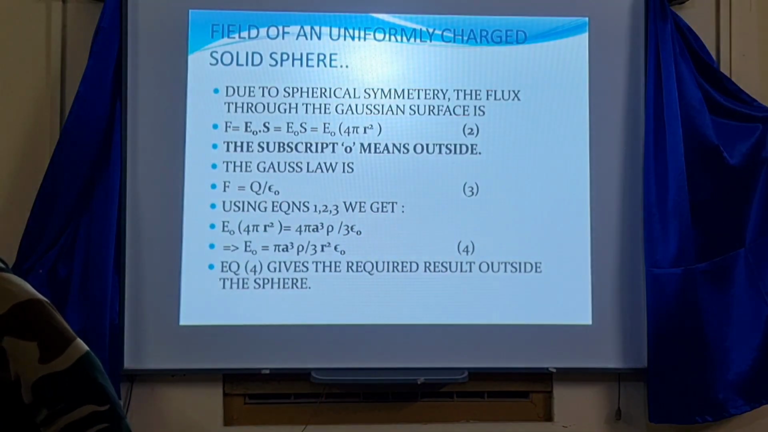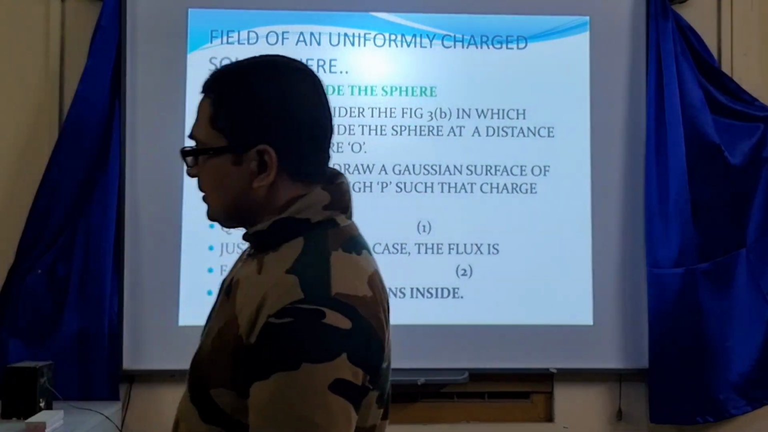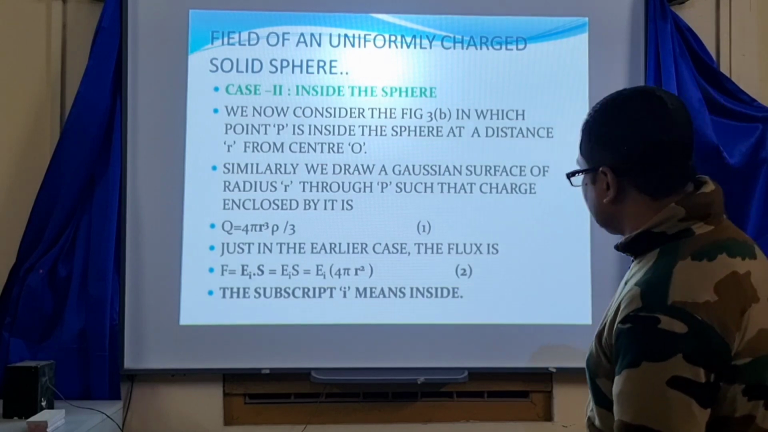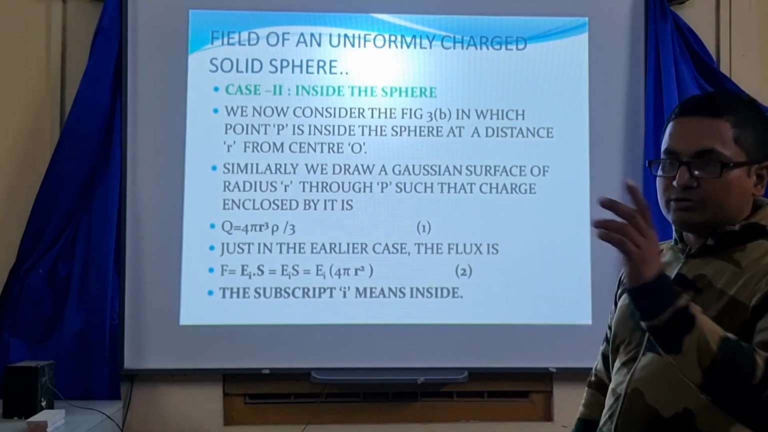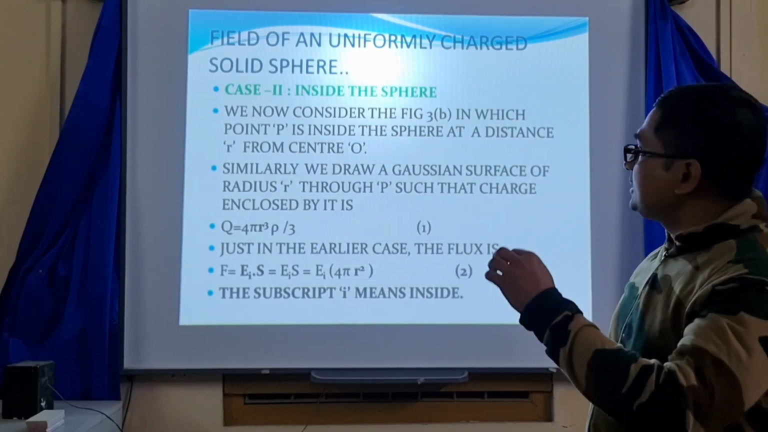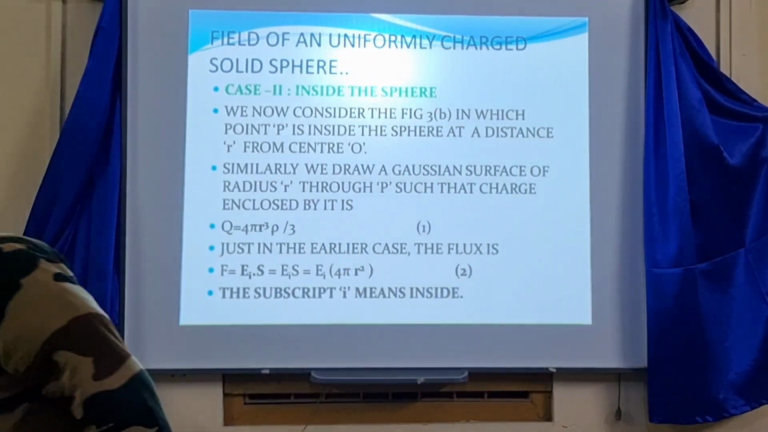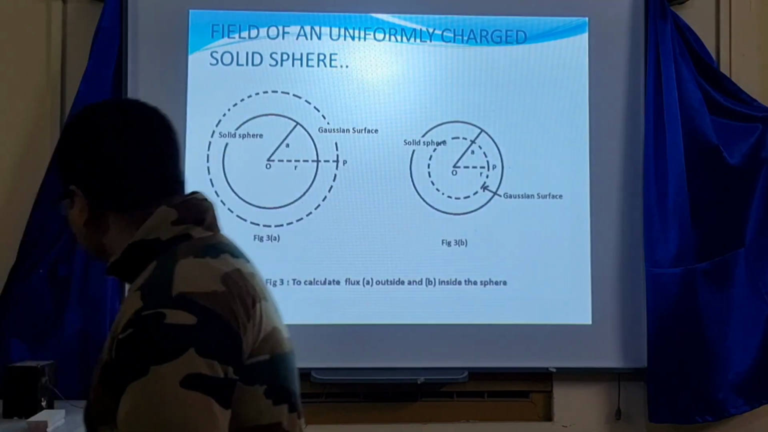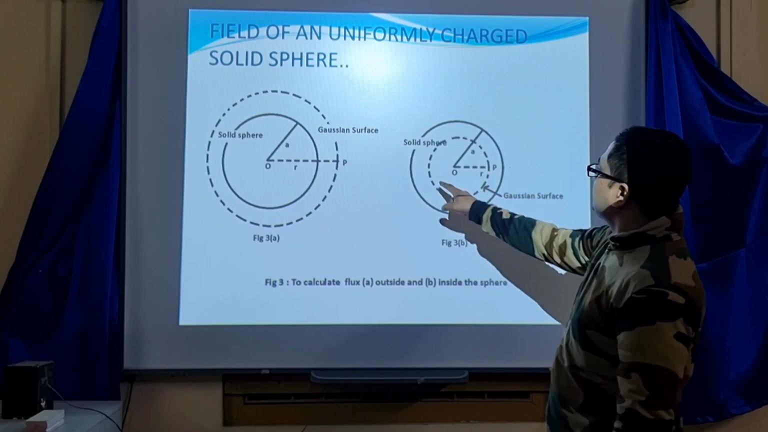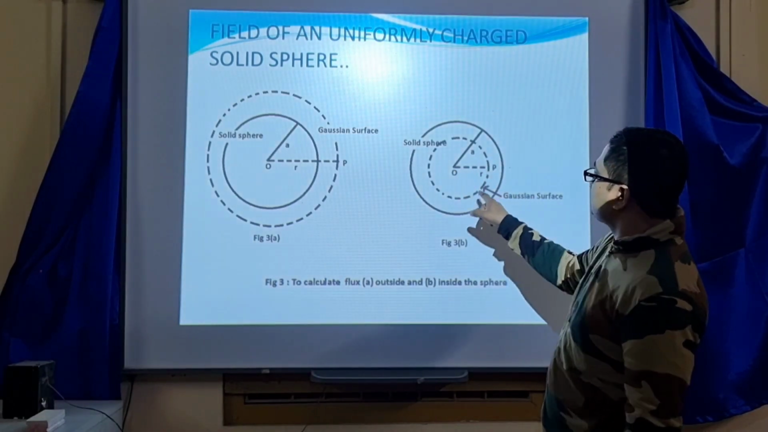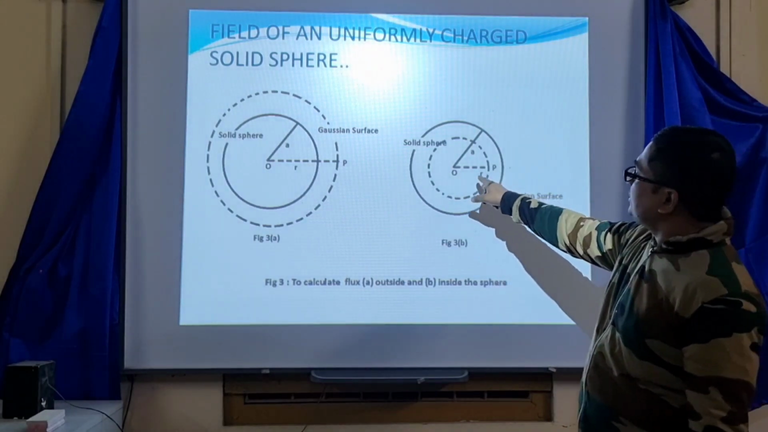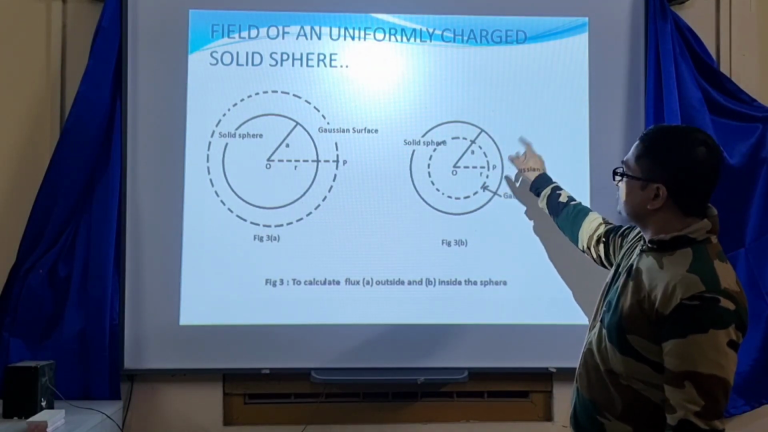So let's go for case number 2, inside the sphere. The same kind of things will be there. Again, you draw a Gaussian surface. This time the Gaussian surface will be inside the sphere, and you can go back to figure 3b. You can see that this was the solid sphere, and this smaller one is the Gaussian surface, also a spherical surface. Again, the radius is small r, and the area of this Gaussian surface will be 4 pi r squared.